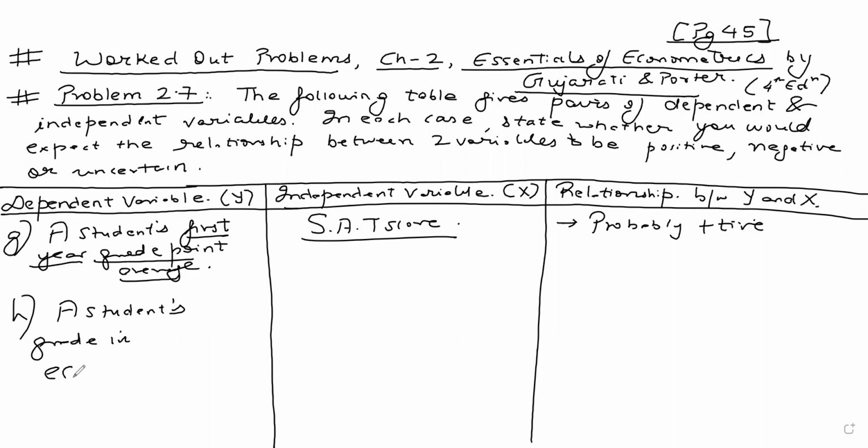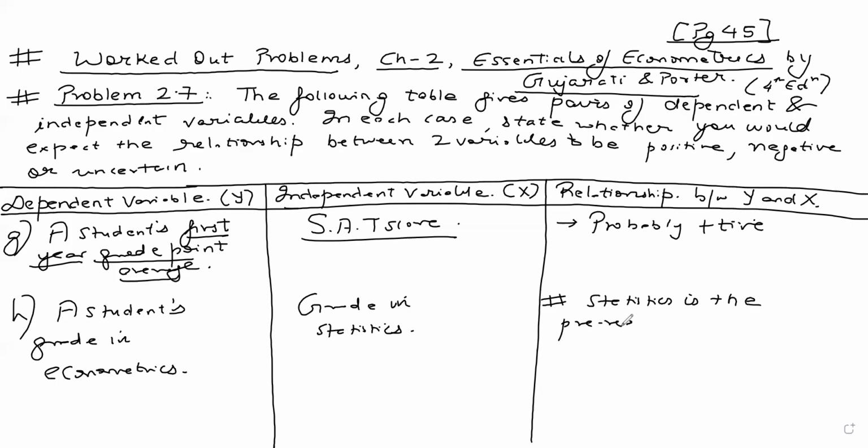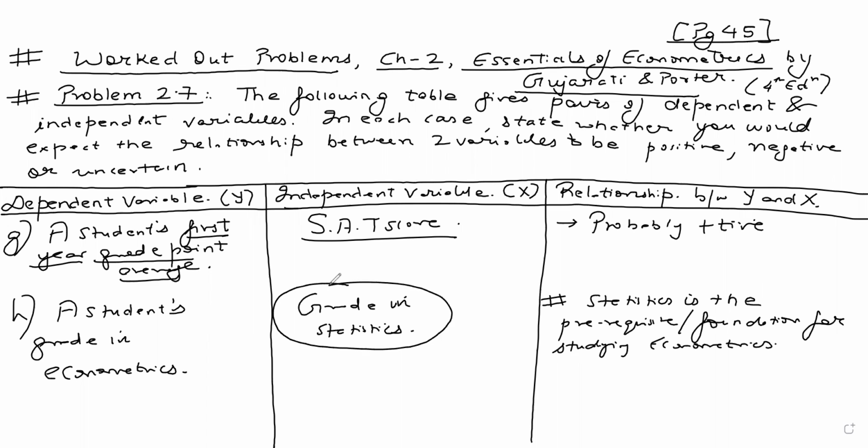Okay. Let's look at H, a student's grade in econometrics and grade in statistics. Now, all of us know that statistics is the prerequisite, or I can also say the foundation, for studying econometrics. So we would expect that if your grades in statistics are good, you are going to perform well in econometrics also. So again, I would expect the relationship to be probably positive. Again, it's all ceteris paribus. If your grades in stats are good, we expect you to perform well in econometrics because statistics is a prerequisite for studying econometrics.